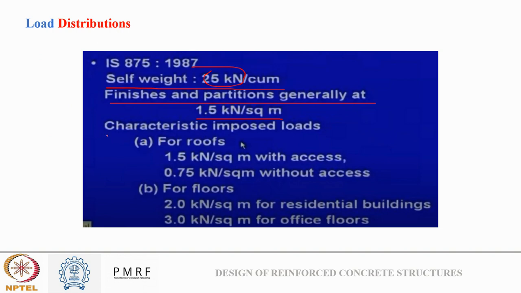And for characteristic imposed load for roof, we consider these values. If the roof can be accessed by people, then we consider 1.5 kilonewton per square meter. If it can't be accessed by anyone, then we consider 0.75 kilonewton per square meter. And for floors, we consider 2 kilonewton per square meter for residential building and 3 kilonewton per square meter for office floors. So these are the loadings that we need to consider while we design a slab.